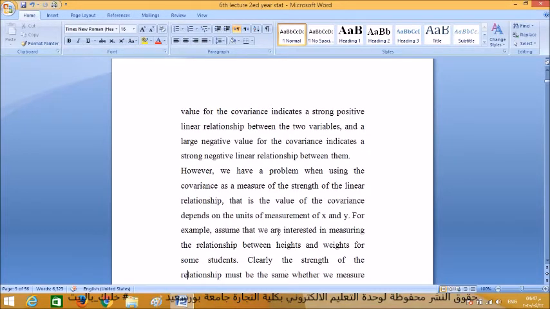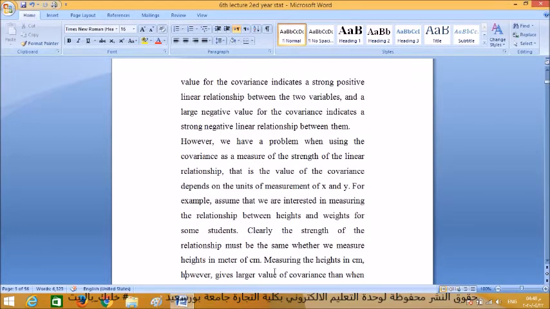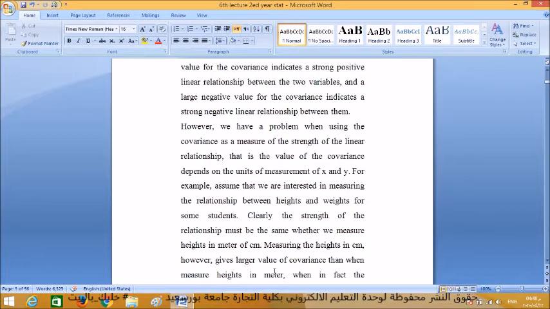For example, assume that we are interested in measuring the relationship between heights and weights. You know that heights are in centimeters, weights in grams or kilograms. For some students, clearly the strength of the relationship must be the same whether we measure heights in meters or centimeters. Measuring the heights in centimeters, however, gives a larger value of covariance than measuring heights in meters. So if you use centimeters instead of meters, the covariance will be larger.